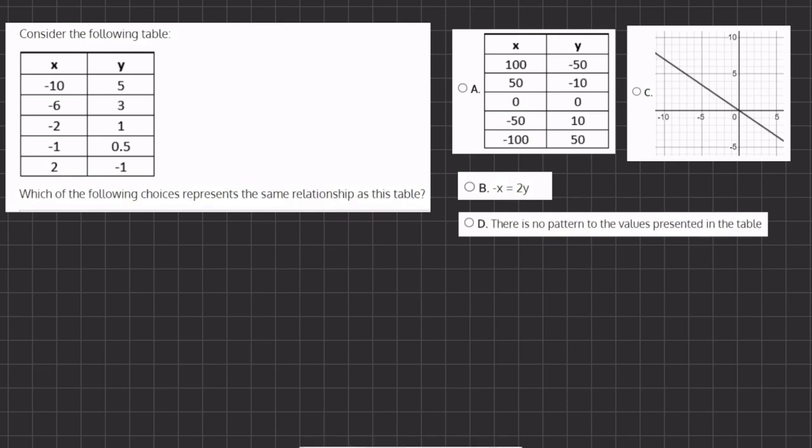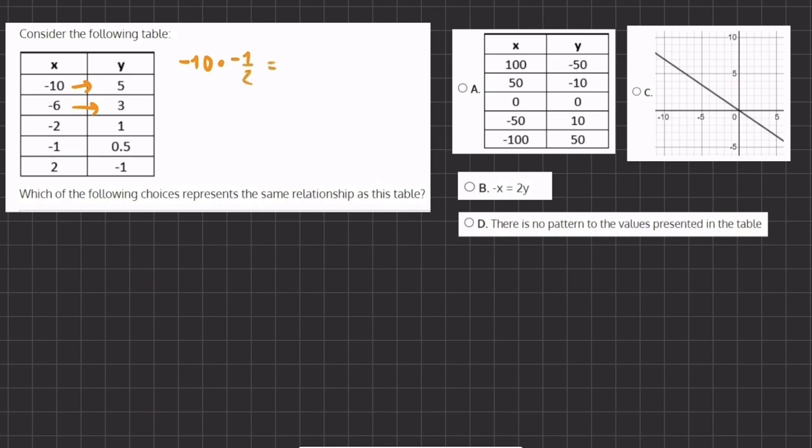Alright, so in this question we want to find which of the following options represents the same relationship that is given in our table. Now let's try to recognize some kind of pattern between x and y. How do we go from x to y in this table? We have negative 10, and how do we get to 5? It seems like we are multiplying by a negative half.